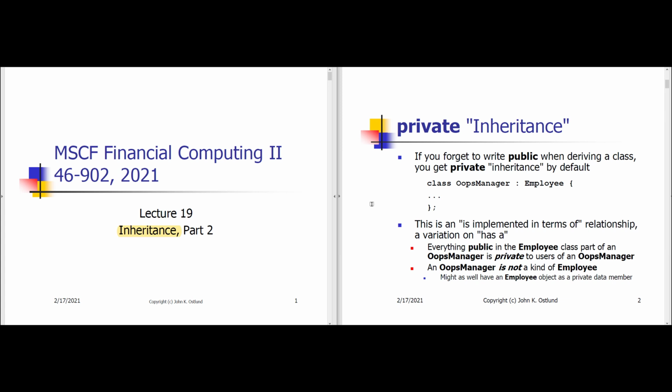First of all, on slide 2, notice that we've declared this class oops manager : employee to indicate that oops manager is derived from the employee class. Now, either we forgot to say public in front of employee, or we intentionally left out public in front of employee. And so what we get here is what's called private inheritance. And I say inheritance in quotes because it's not really an "is a kind of" relationship any longer.